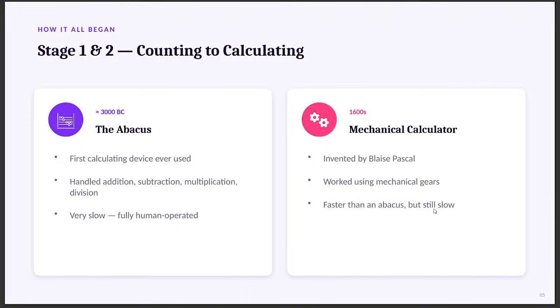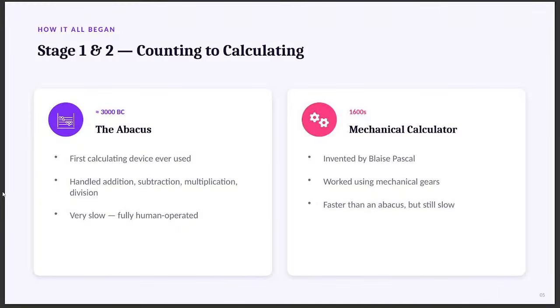Now, let me give you a clear explanation of when the abacus was invented. The abacus was invented around 3000 BC. It was one of the first calculating devices. People used beads to perform addition, subtraction, multiplication, and division. So everything was done manually, and it was very slow.